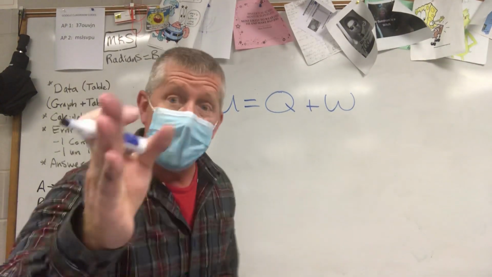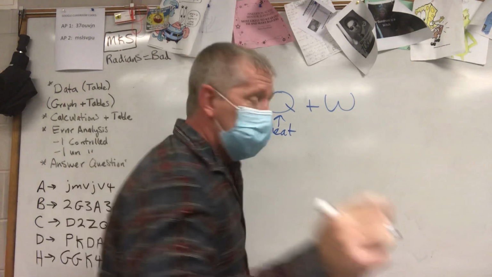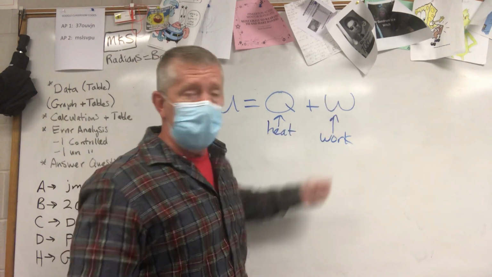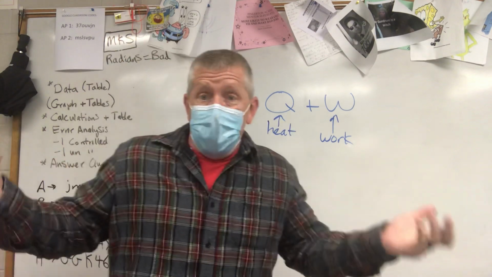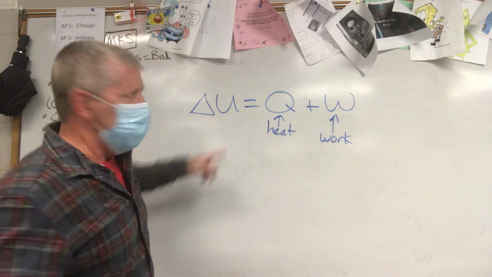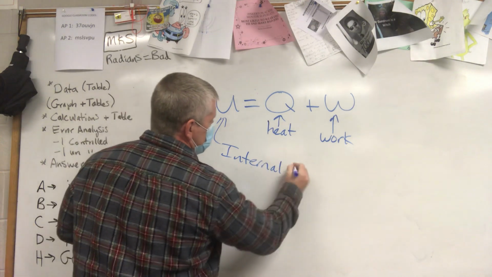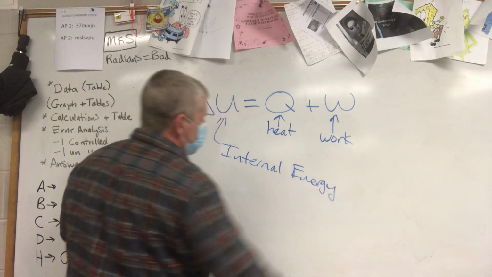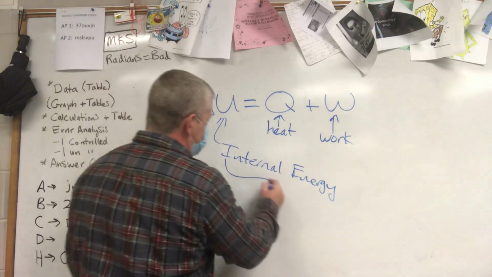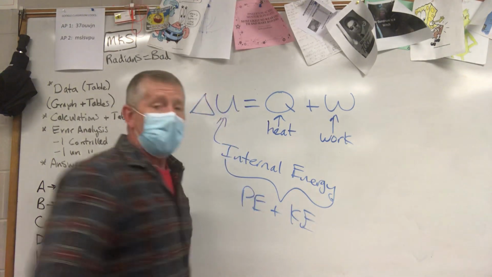What is this? You know what Q is. Heat. You now know what W is. Work. Of course, this involves motion. Something's got to move. Heating something doesn't involve motion necessarily. It could, but not necessarily. What's this? Delta U. U is internal energy. Internal energy. What's that? That's the combination of all the PE and all the KE that an object has.